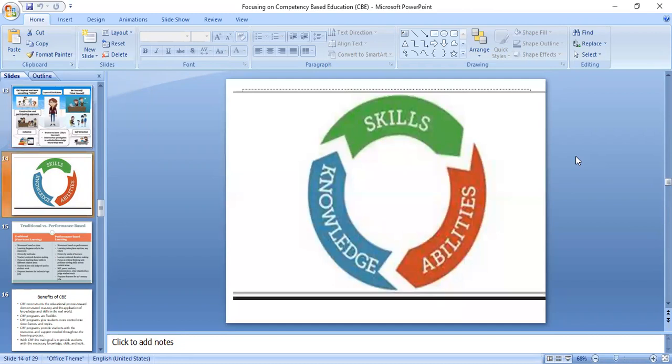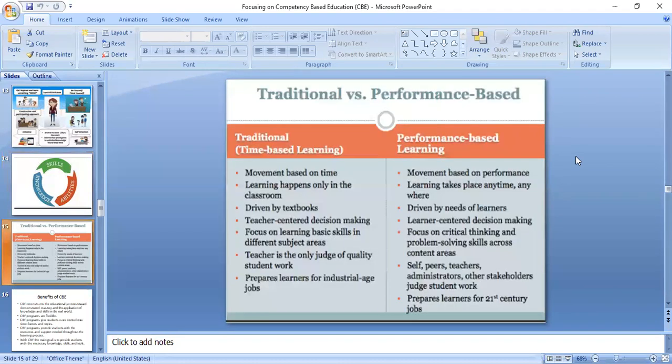Next, to explain this CBE program, we can say that knowledge is acquired by the student first, then this knowledge is converted into skills, and the skills are converted into abilities. That is called real CBE. Next is traditional. What is the difference between traditional and performance based teaching learning programs?